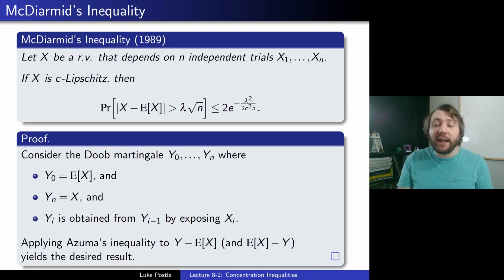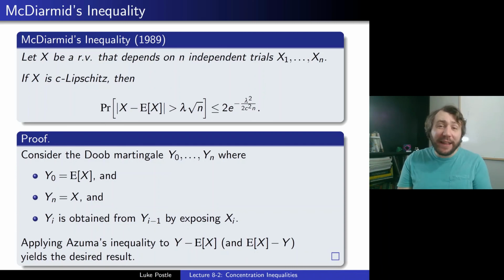And similarly, that would give you the upper tail. If you want the lower tail, you'd use the negatives, E[x] minus Y, which would yield the desired result. Because then we have a martingale, and we can apply Azuma's to these two martingales to bound how far the martingale strays from where it began, i.e. how far x strays from the expectation. So that gives you McDiarmid's.